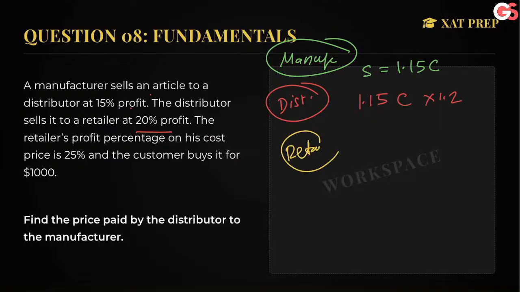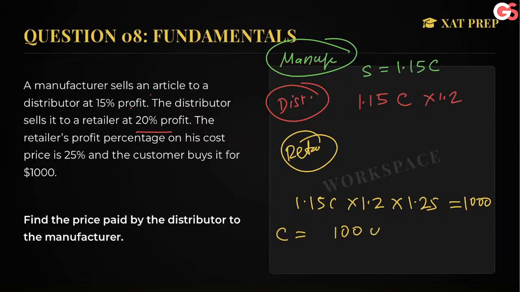रिटेलर ने profit percentage is 25% if the customer buys it for 1000. So 1.15 C into 1.2 is what the retailer bought it at, and then 25% profit is 1.25. This will be equal to 1000. So C will be equal to 1000 upon all of it. Just calculate and tell me the answer.